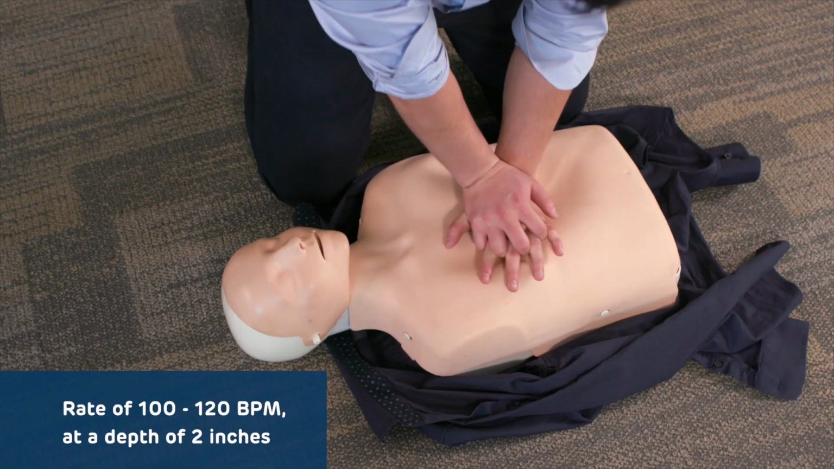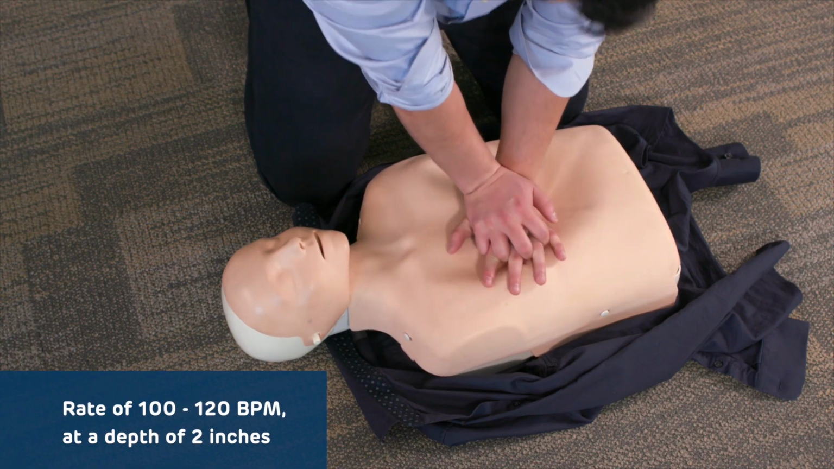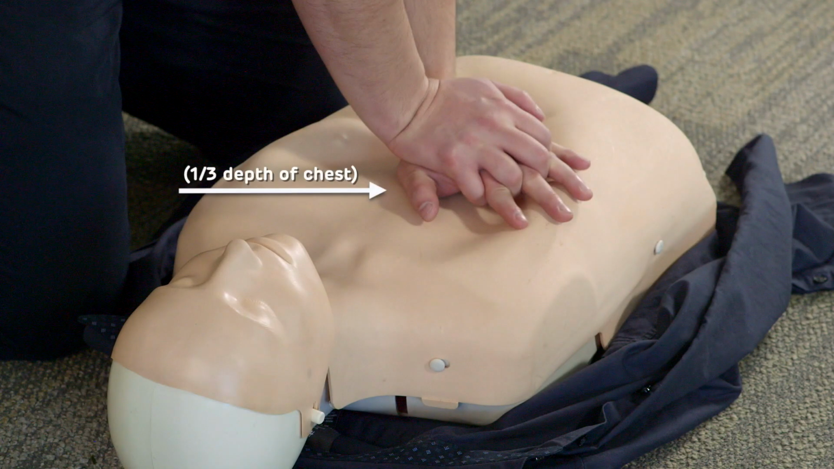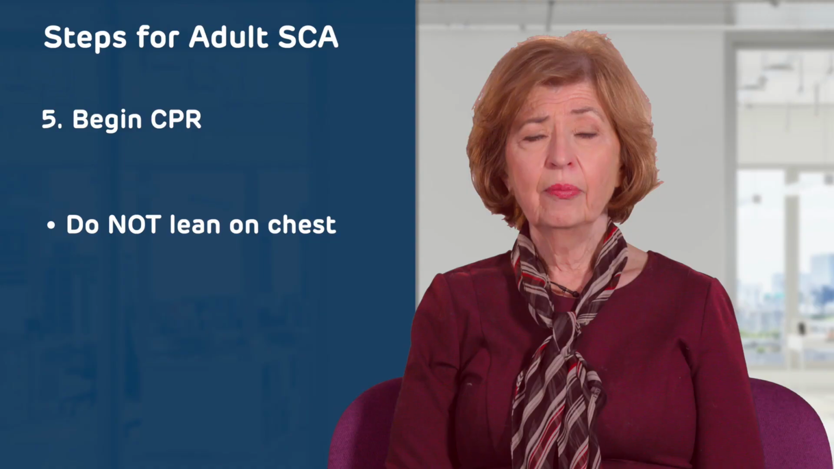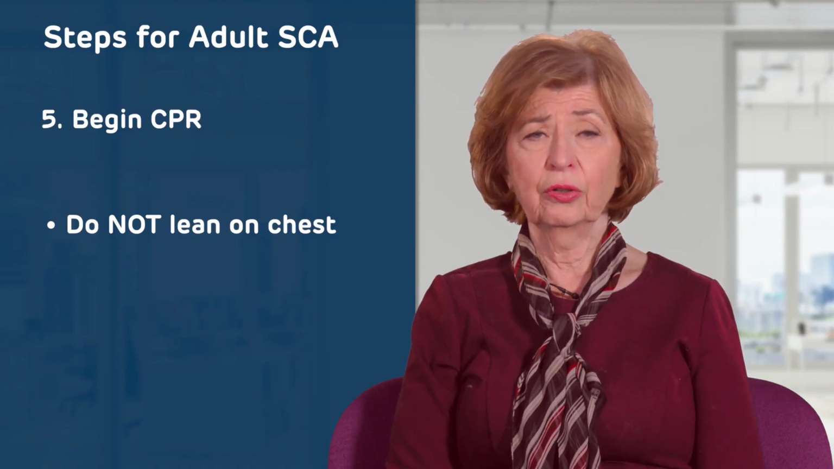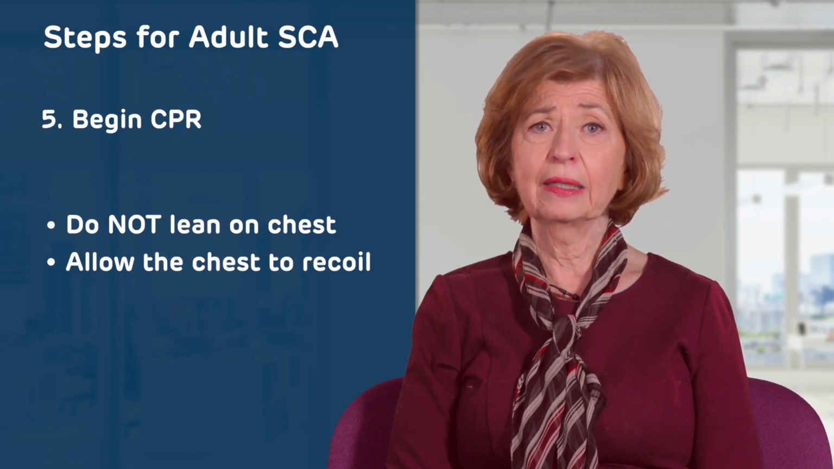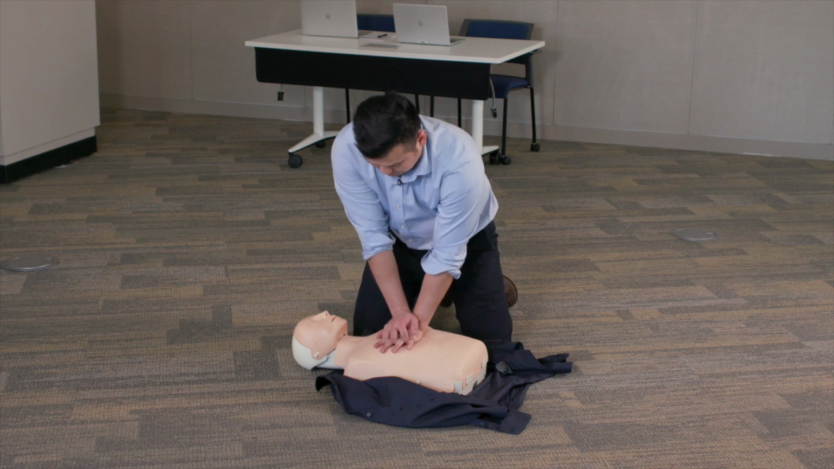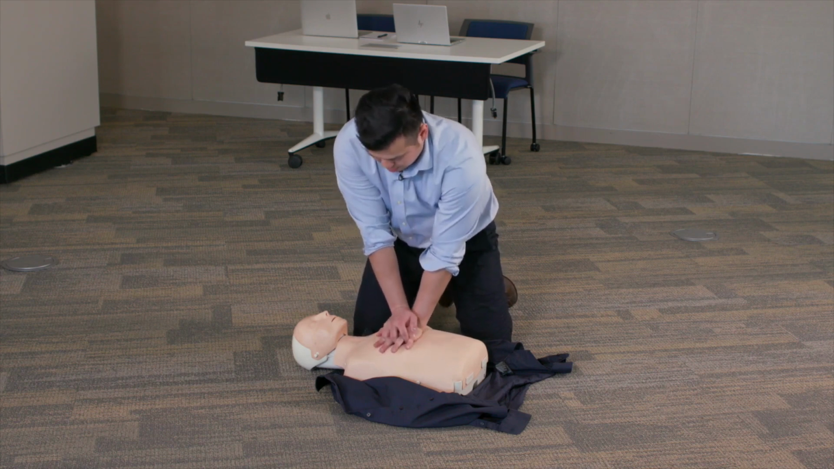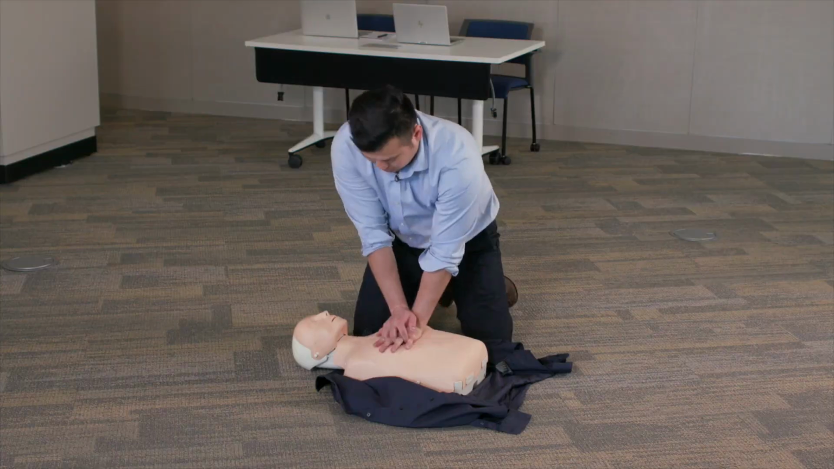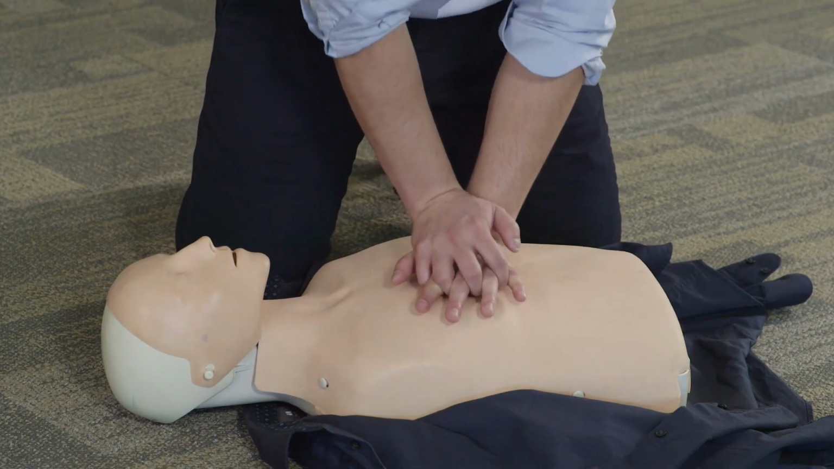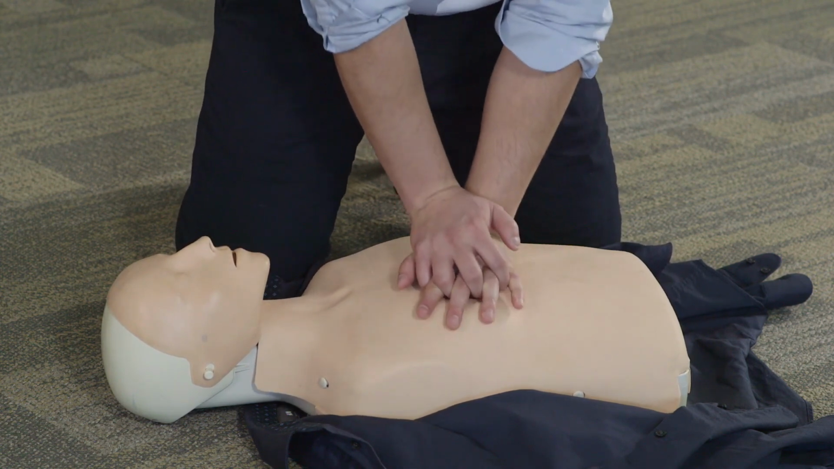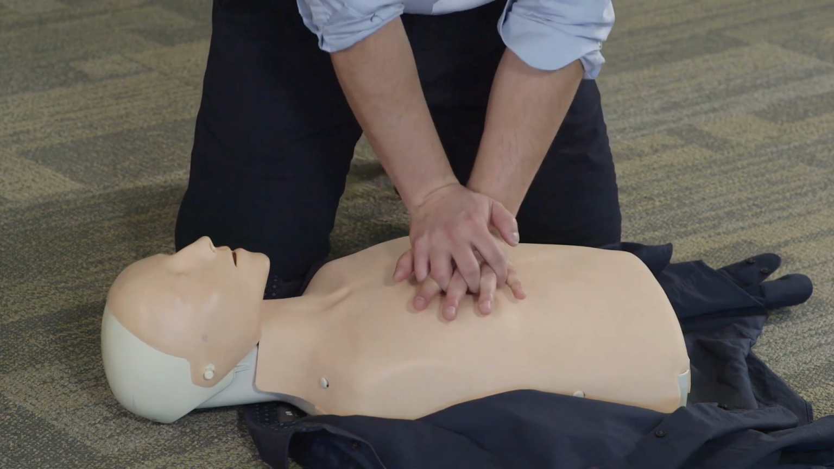Straighten your arms and lock your elbows so that your body weight is over your hands. Push straight down at a rate of 100 to 120 beats per minute at a depth of 2 inches, about 1/3 the depth of the chest. Make sure you are not leaning on the chest and you're allowing the chest to recoil or expand completely after each compression. Count out loud when doing the compressions. It should look and sound like this. 11, 12, 13, 14, 15, 16, 17, 18, 19, 20, 21, 22, 23, 24, 25, 26, 27, 28, 29, 30.